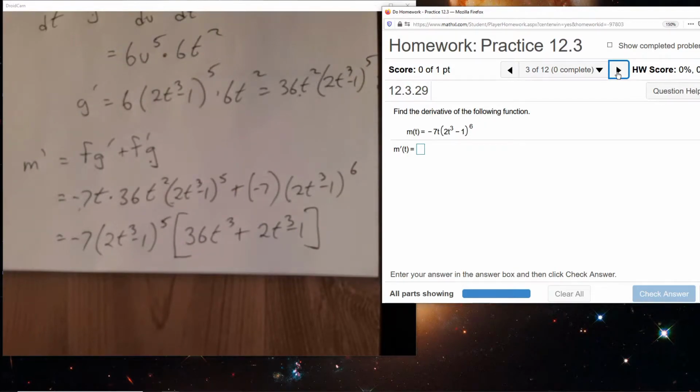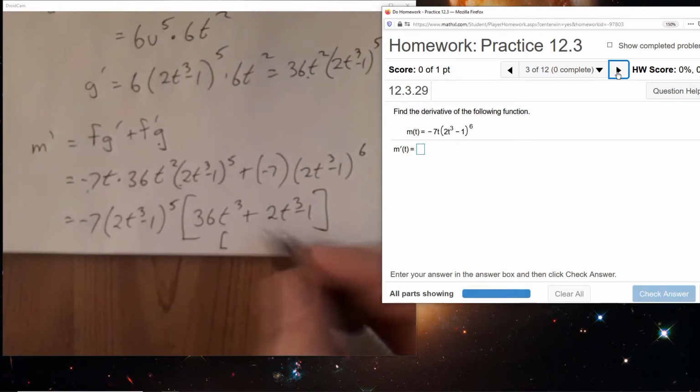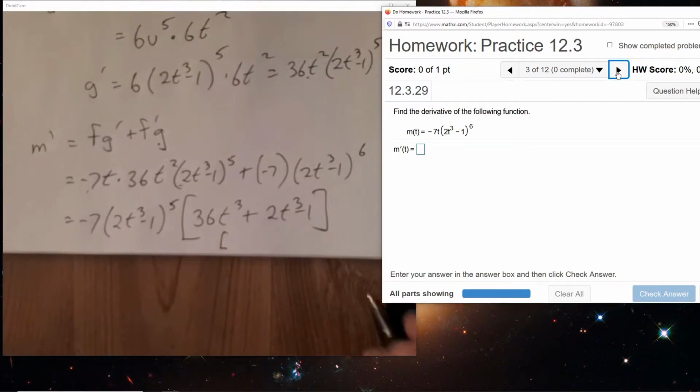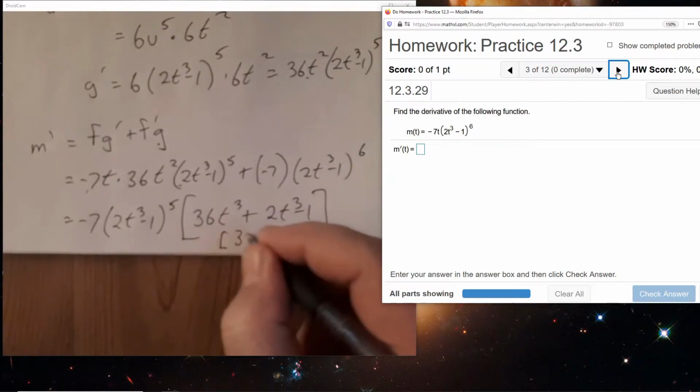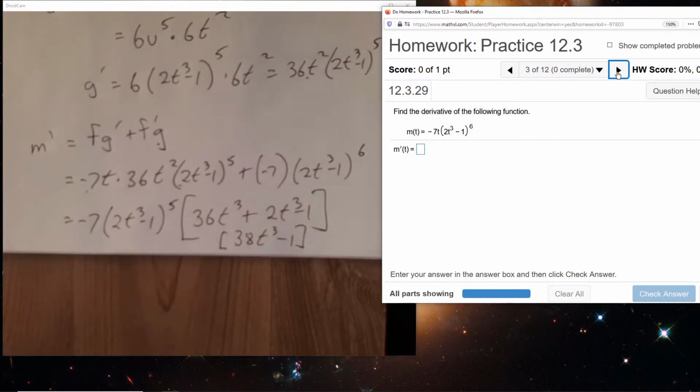And it turns out we can now gather like terms even. So in the parentheses here, since 36 t cubed and 2t cubed are like terms, we can add those to get 38 t cubed minus 1 for our parentheses. And that would be our simplified answer.